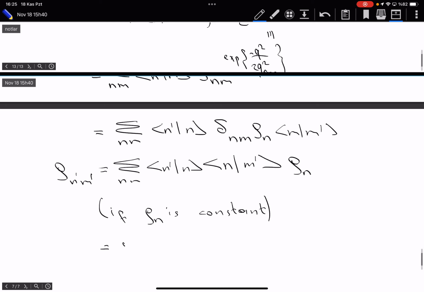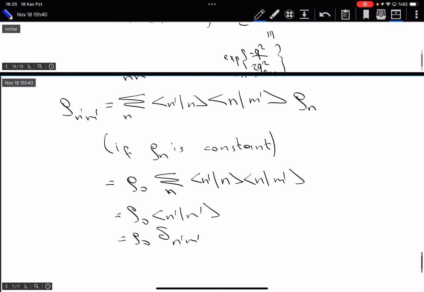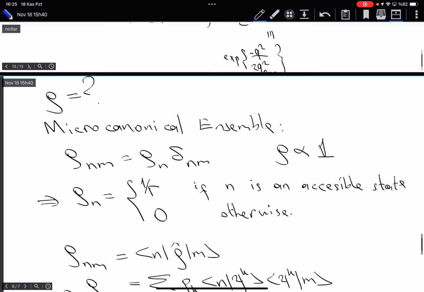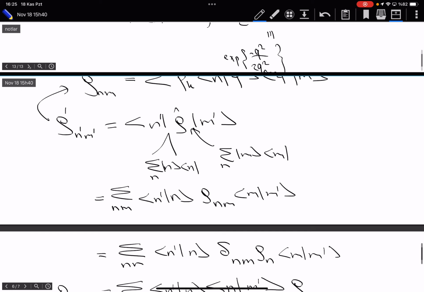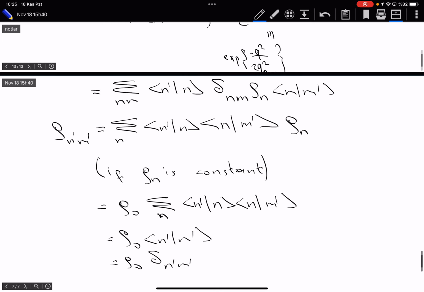This will be equal to, let's say, rho_0. There's no summation over m here. <n prime|n><n|m prime>. Well, this is rho_0 <n prime|m prime>, which is rho_0 Kronecker delta n prime m prime. Okay, so it's still diagonal, for this special case of rho being a constant. But I would rather keep it diagonal in any basis. In that case, rho_n will not be a constant. This basically tells me that I cannot make it diagonal in every basis, unless I make an approximation, an assumption.